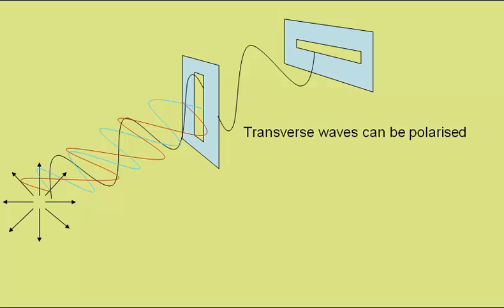Transverse waves can be polarized. This is because the vibration is at 90 degrees to the direction of travel of the wave. However, longitudinal waves, such as sound waves, cannot be polarized. Their vibration is parallel to the direction of travel.